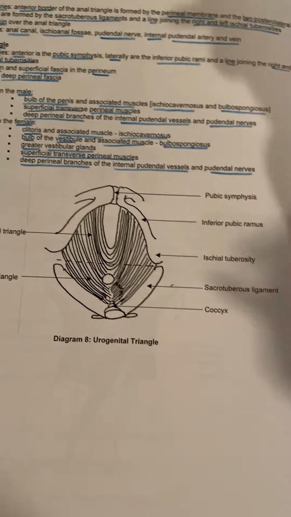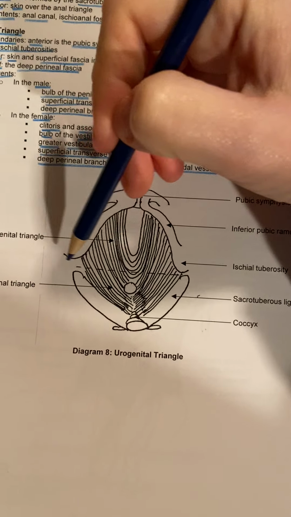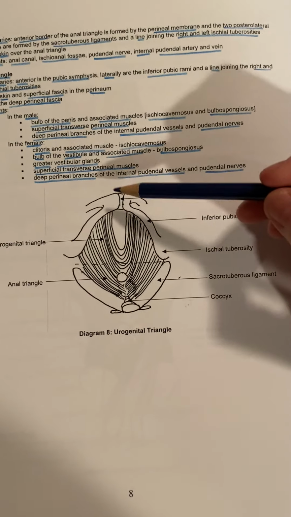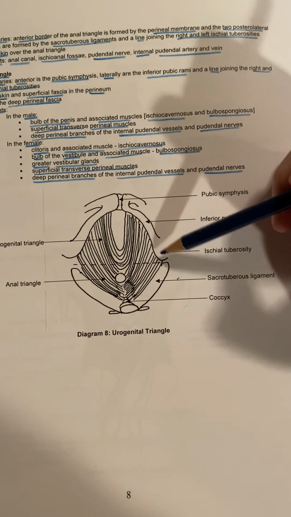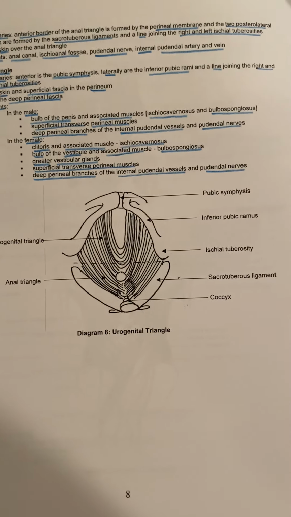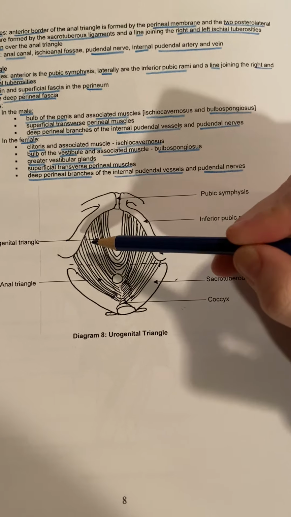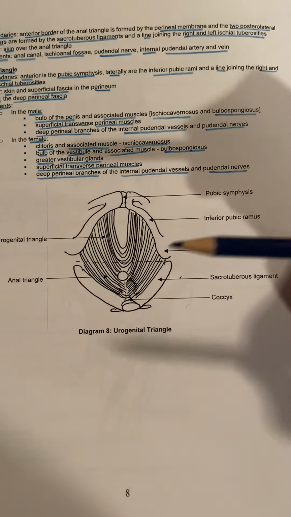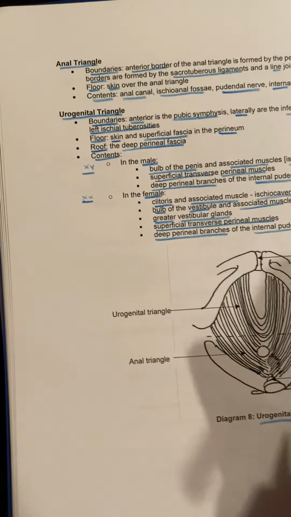Let's take a look at it again. Here is that line between the two ischial tuberosities, and then the pubic symphysis and the inferior pubic rami. So this section up here is the urogenital triangle, and this section down here is the anal triangle. Okay. Page.